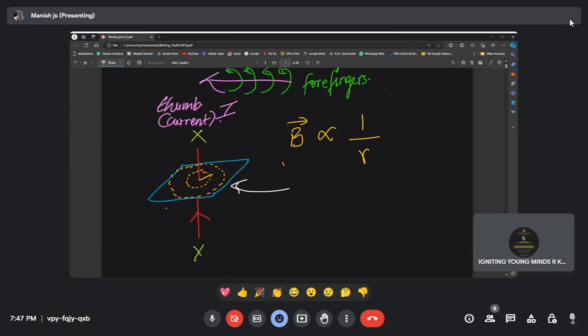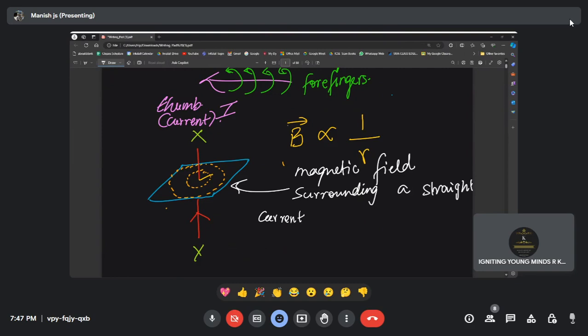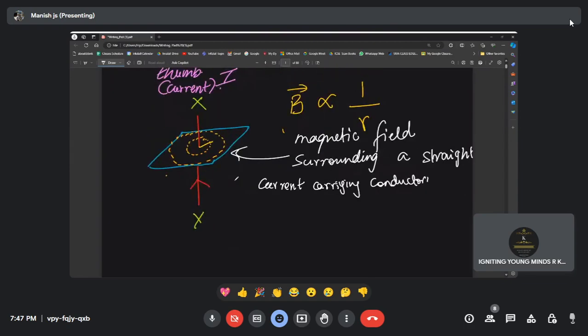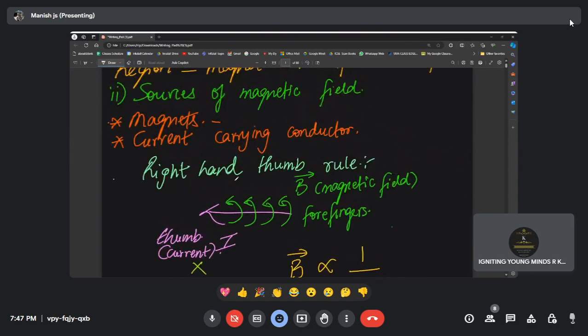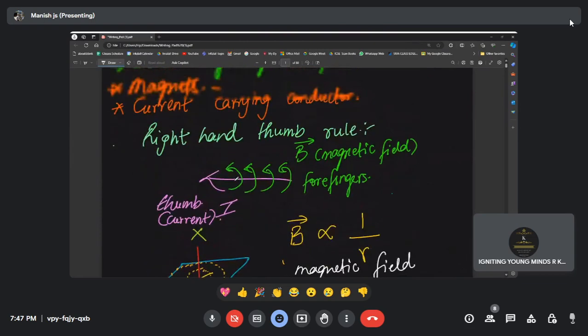So here what I've represented is basically the magnetic field surrounding a straight current carrying conductor. That is what we have seen so far. I hope it is clear. So till now, we have looked at two sources. One is magnets, second one is current carrying conductor.